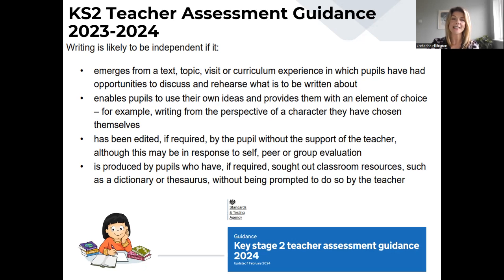Writing is likely to be independent if it emerges from a text, topic, visit, or curriculum experience in which pupils have had opportunities to discuss and rehearse what is to be written about. So really good there, because it says you don't need to do cold writing. It needs to be something that the children have been immersed in, whether that is a quality text or whether it's a visit. But we think that's a really good piece of guidance. And also, again, by the fact it is underpinned by discussion. The children should have had opportunities to discuss and rehearse what is to be written about.